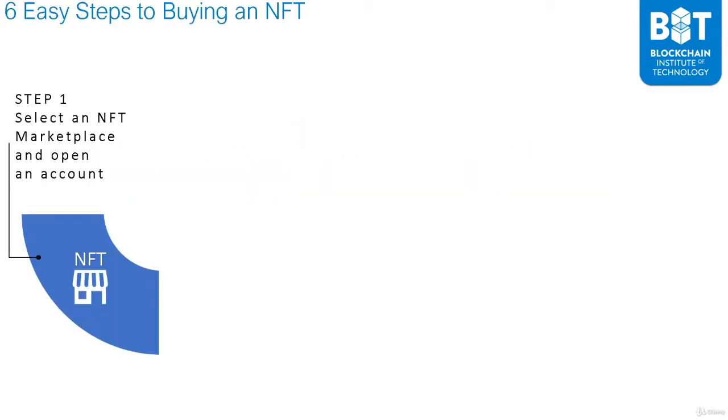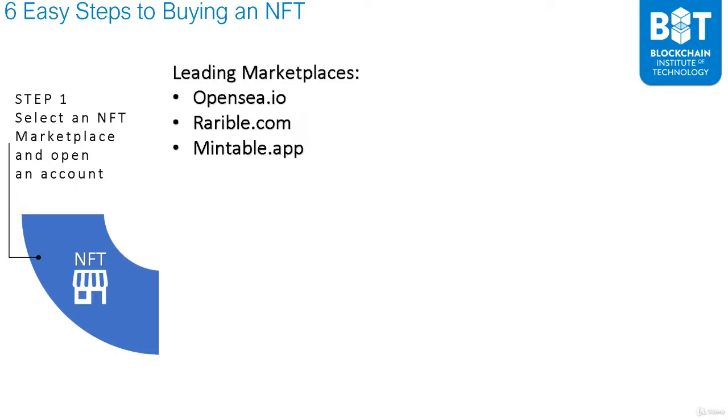The 6 easy steps. Step 1: you have to select an NFT marketplace and open up an account. Now, popular NFT marketplaces include OpenSea, that's OpenSea.io, Rarible, that's Rarible.com, and Mintable, Mintable.app. So these are leading marketplaces where you can actually go and buy NFTs.